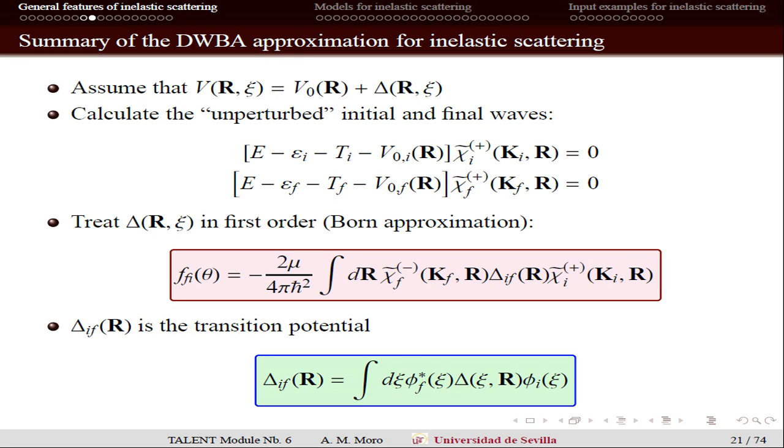Remember that for each pair of excited states, you can define a different potential. This is the C-pot variable, remember? So you can choose a different one for some physical reason. Then the DWBA approximation is obtained this way, where this delta is the transition potential given by this expression. So this is just a summary of what we have seen. This is the DWBA approximation in one slide.